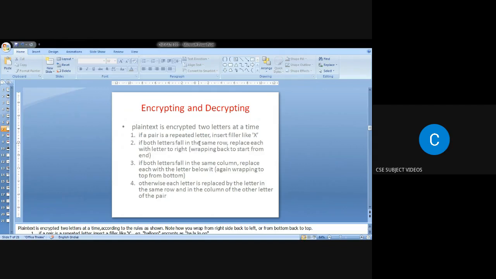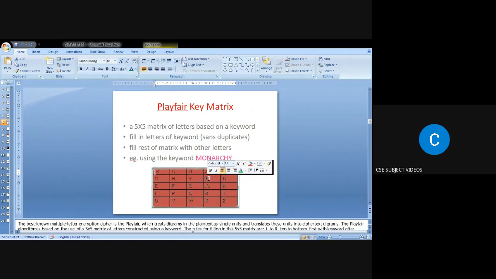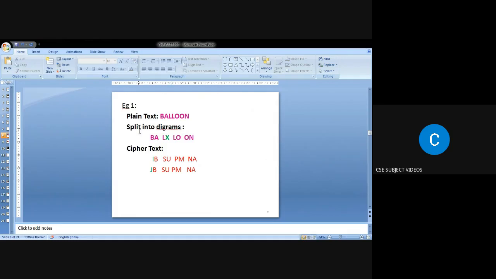What do we have to check? We have to check whether both the letters fall in the same row, or fall in the same column, or either both are the same, or both are in different rows and different columns. Now we go with BA. B and A lie in the same column. So what is being replaced? B and A. Is it clear?